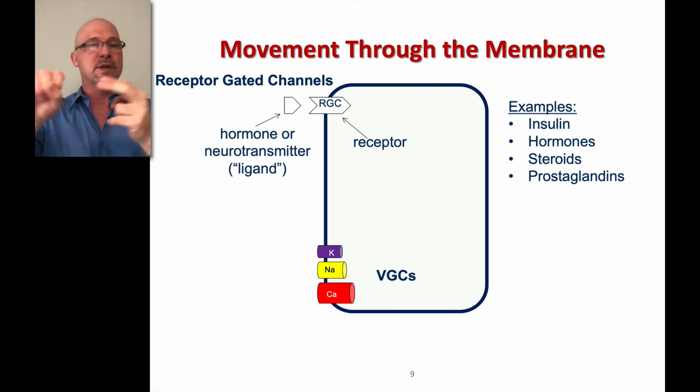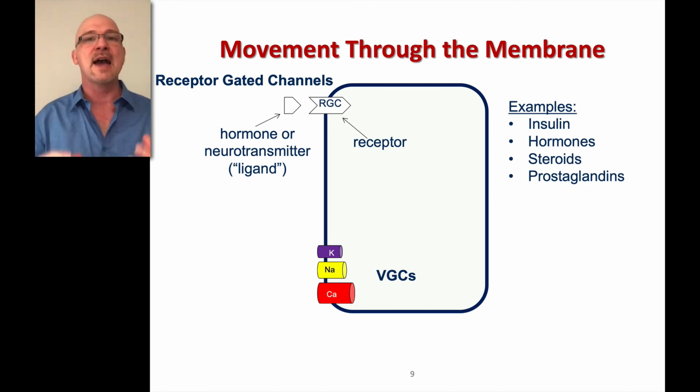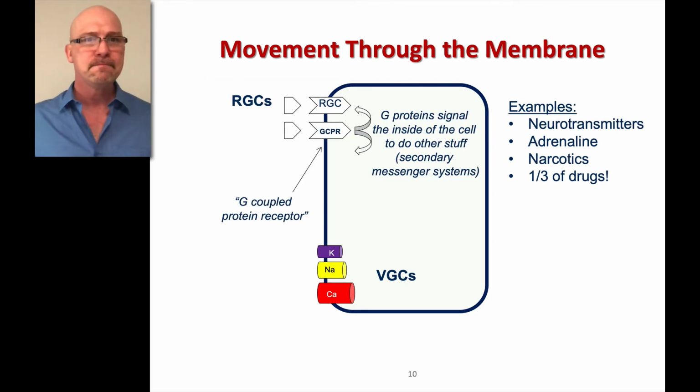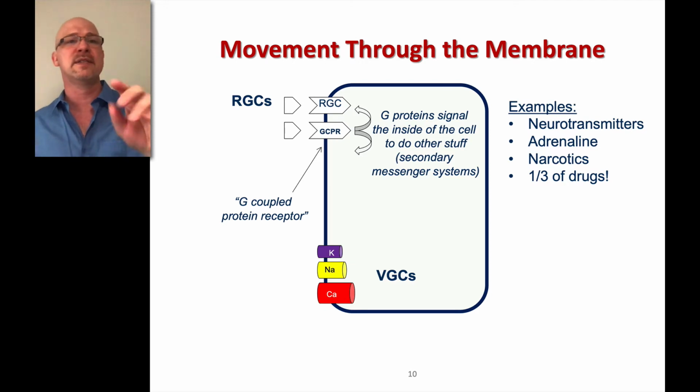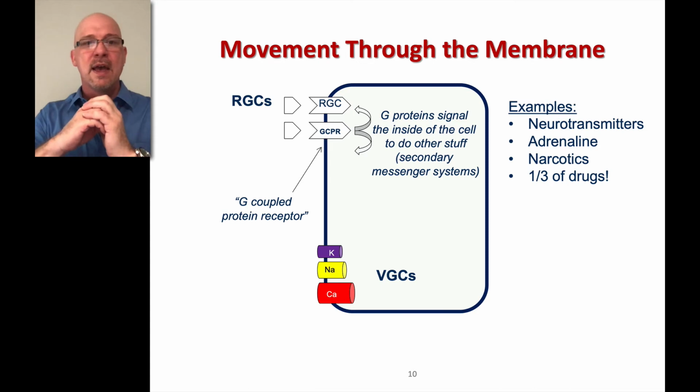There are hormones, there are steroids, there are prostaglandins, there's all sorts of different chemicals that act as ligands to open up these receptor-gated channels. But that's an important second way that we get things from the outside to the inside of the cell. So, voltage-gated channels and receptor-gated channels. Under the receptor-gated channels, there's another type of channel as well, and these have a pretty fancy name. They're called G-coupled protein receptors.